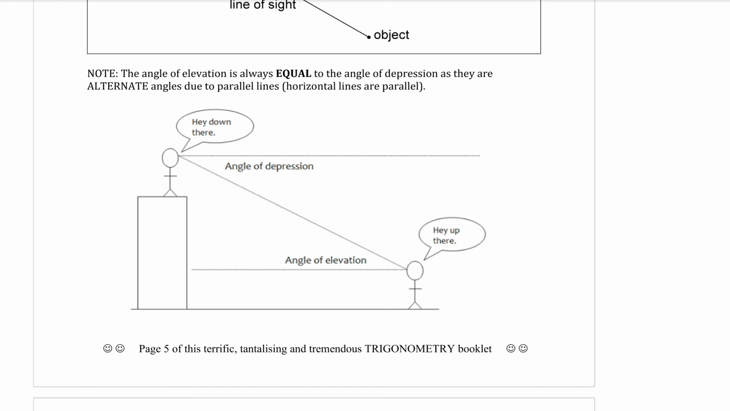The angle of depression is always from that horizontal line. So if I said 30 degrees, it means that that angle in there is 30 degrees, not the one down here. So often people try to put that angle going down to the building.